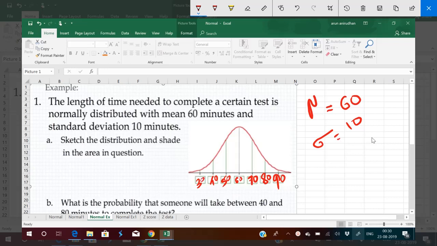So between this lies 68 percentage. Between this lies 95 percentage, 95.4 percentage, and between these lies 99.7 percentage. Okay, so that is it. That's how we fill the values in the box. Okay, so let us go to the next one.